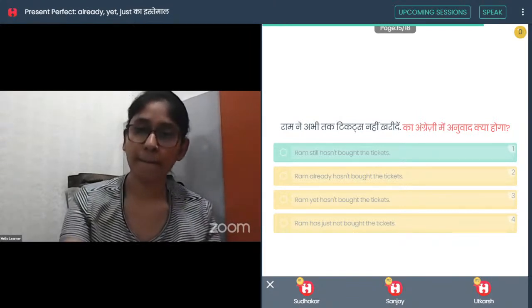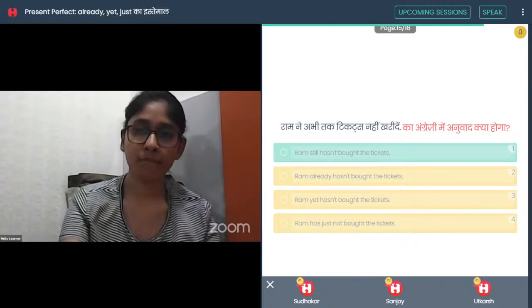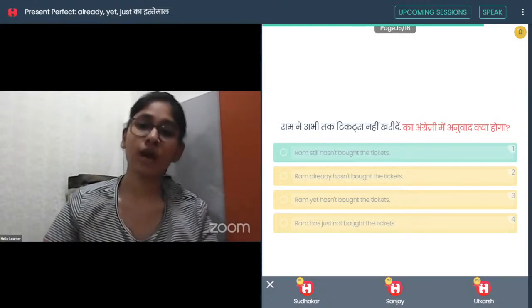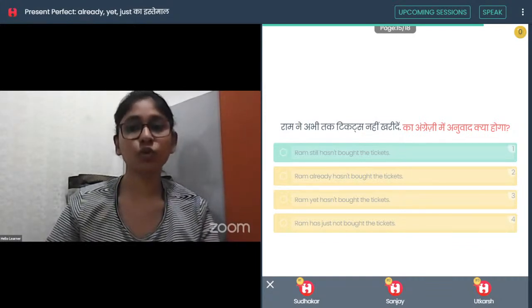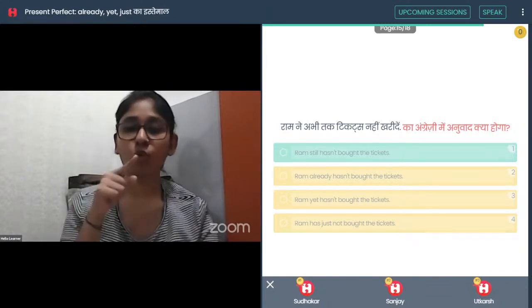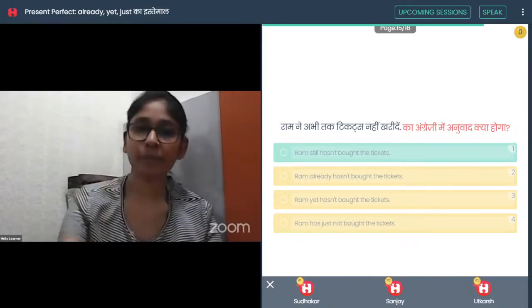इस सेंटेंस में राम hasn't still bought the tickets, ये गलत है क्या? Yes. Ram still hasn't bought the tickets. Okay. Still usually will always be used before has or have. All right.